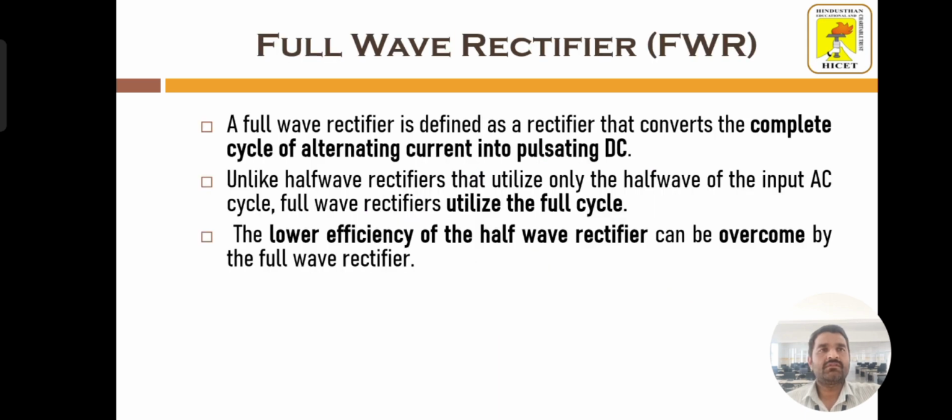This is the second type of rectifier, the full wave rectifier. Irrespective of the half cycles, the full wave rectifier will convert both the positive half cycle as well as the negative half cycle into the DC output. Unlike the full wave rectifier, we know the half wave rectifier will utilize only the half cycle of the actual full cycle. Since the half wave rectifier is converting only half of the input supply voltage, it will have a lower efficiency when compared to the full wave rectifier.